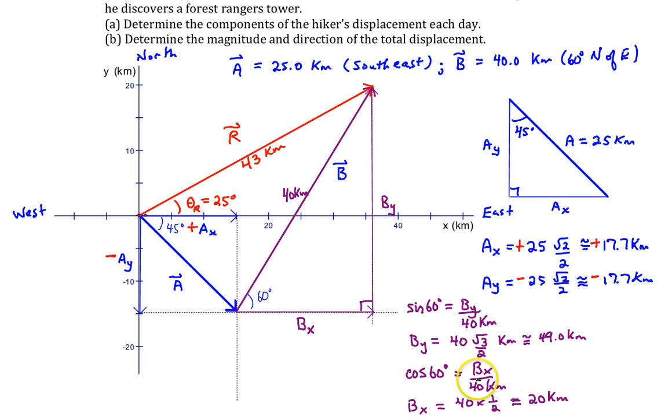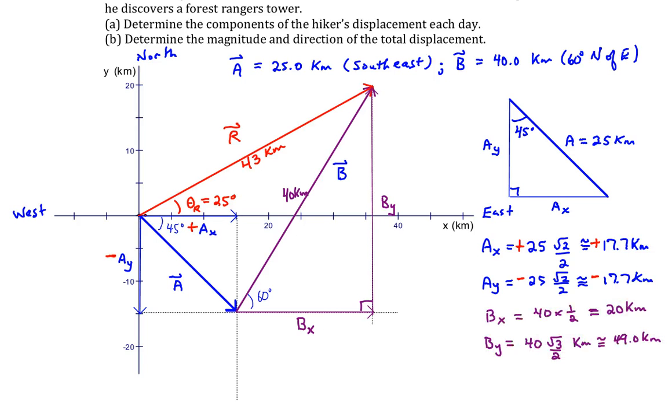Well, let's clean this up a little bit now. And don't forget, we need to put appropriate signs. Bx is going along the positive axis, so that's a positive component, and the y component is along the positive y-axis, so that's also positive. So the only component that is actually negative is the y component of the first displacement.